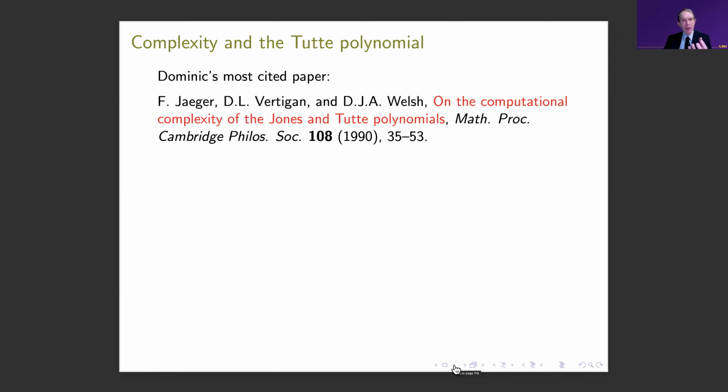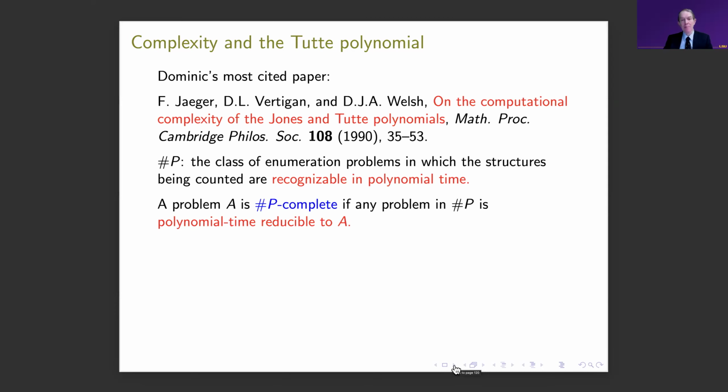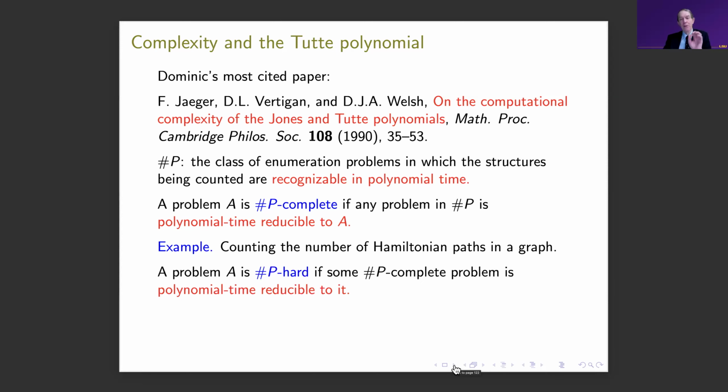Now, if you're going to talk about the computational complexity of something, you have to have some language. Number P is the class of enumeration problems in which the structures being counted are recognizable in polynomial time. So you should think of that as the enumerative analog of NP. A problem is number P complete if any problem in number P is polynomial time reducible to it. And so, for example, counting the number of Hamiltonian paths in a graph is number P complete. And then a problem is number P hard if any number P complete problem is polynomial time reducible to it.